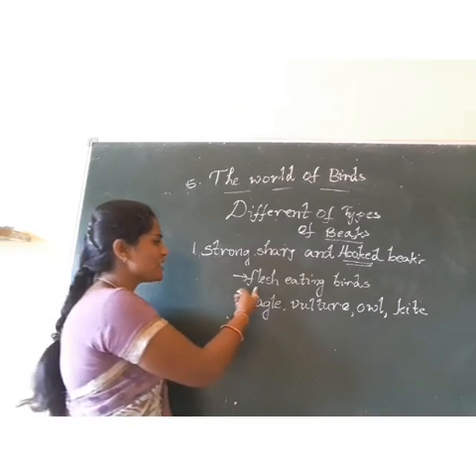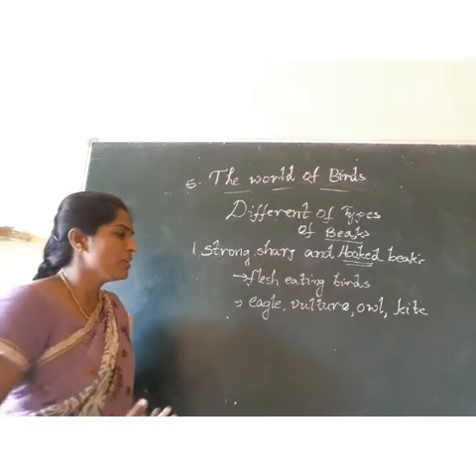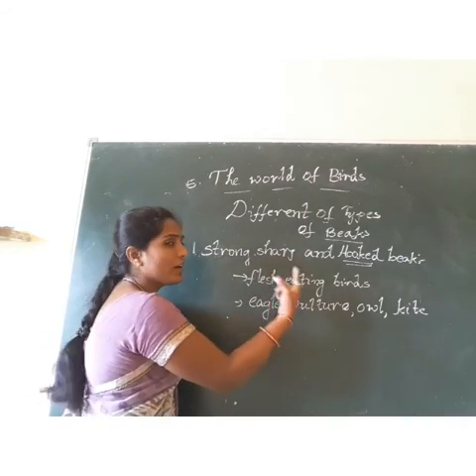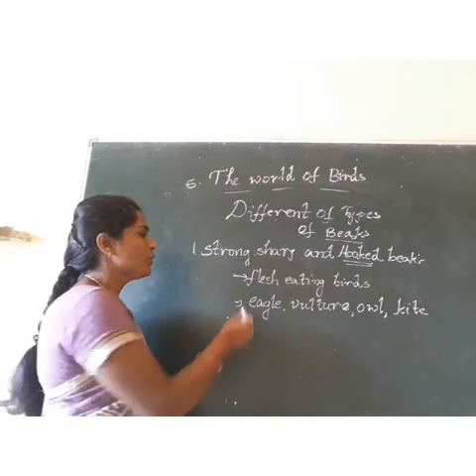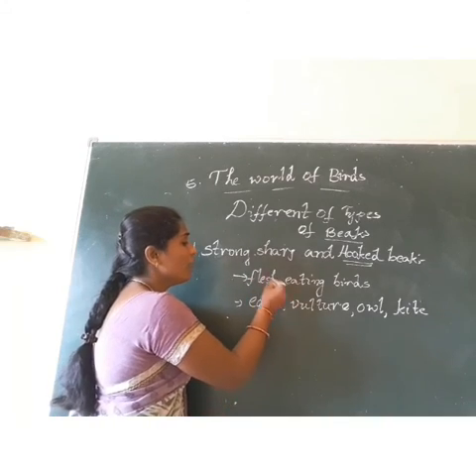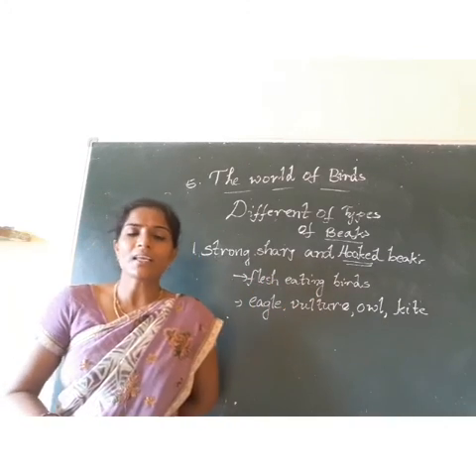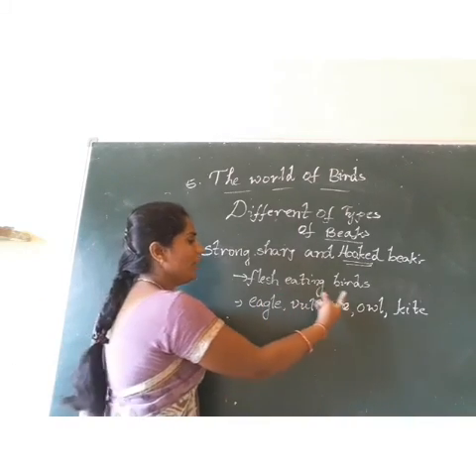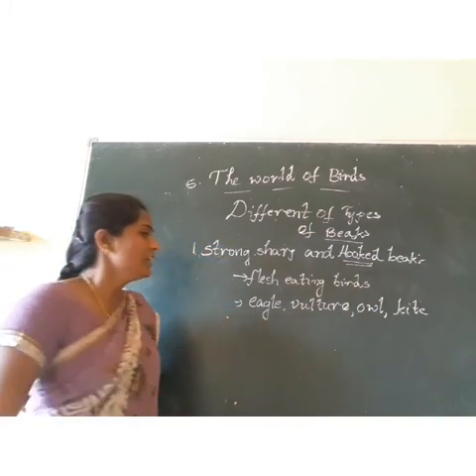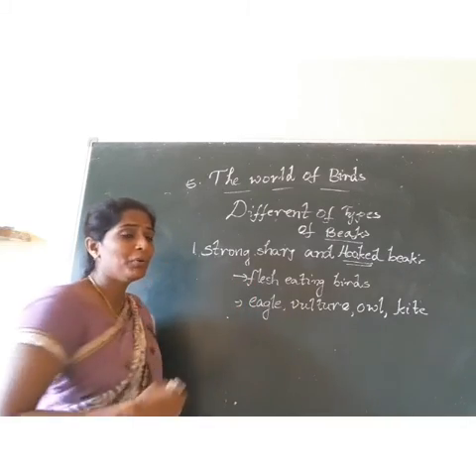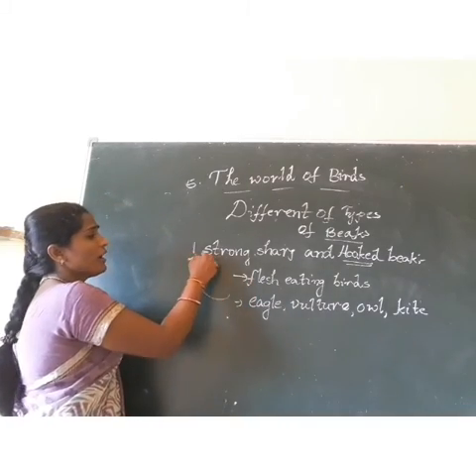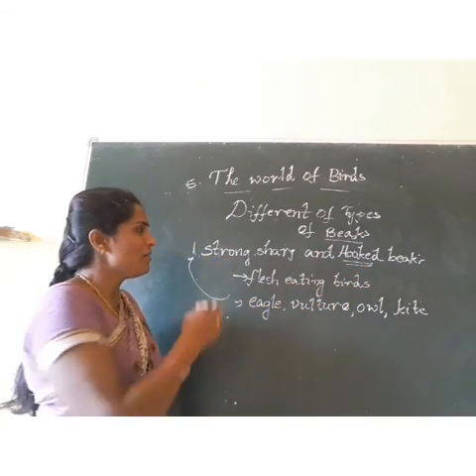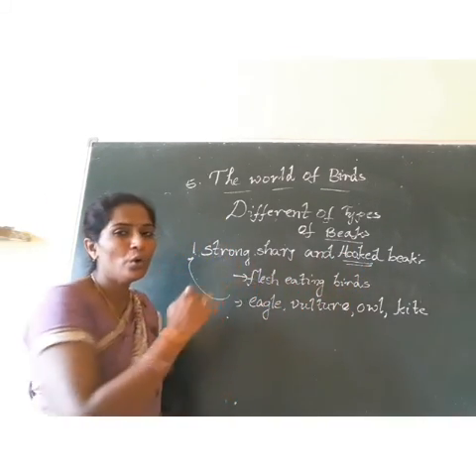What is meant by flesh? Meat of other animals. These birds always eat the flesh of other animals. So we call these flesh-eating birds. What are the examples of flesh-eating birds, children? Eagle, vulture, owl and kite. And these flesh-eating birds have strong, sharp and hooked beaks.